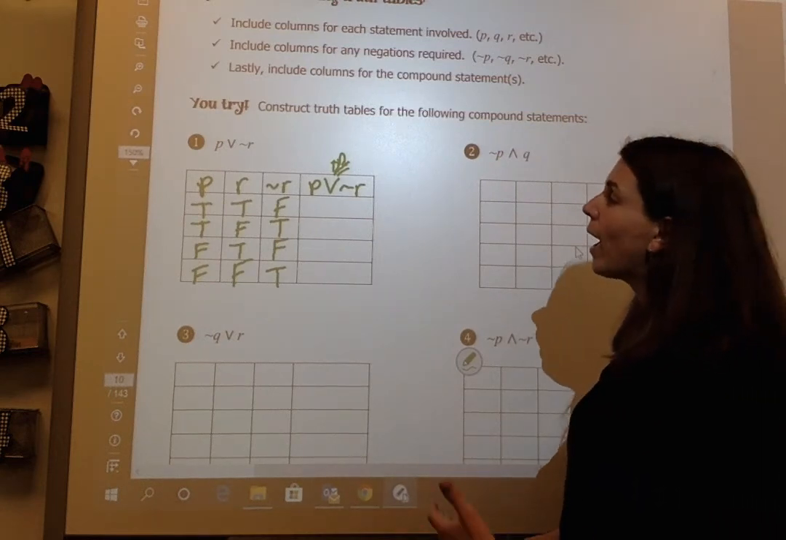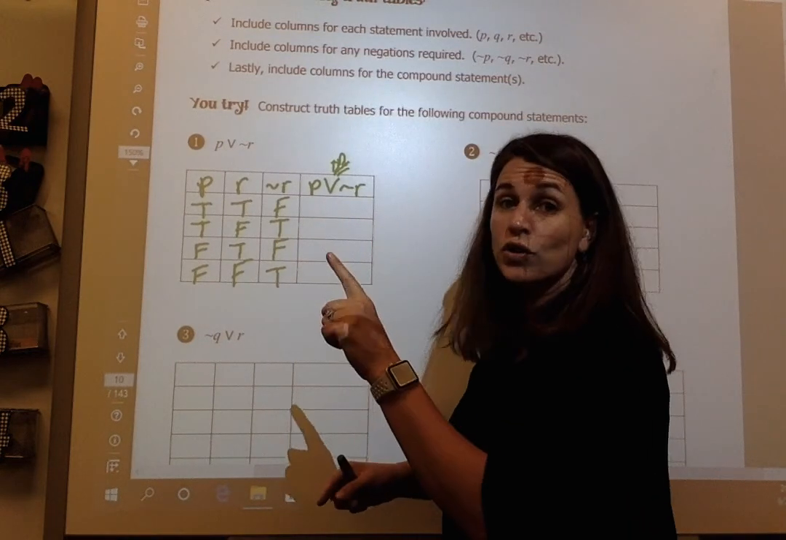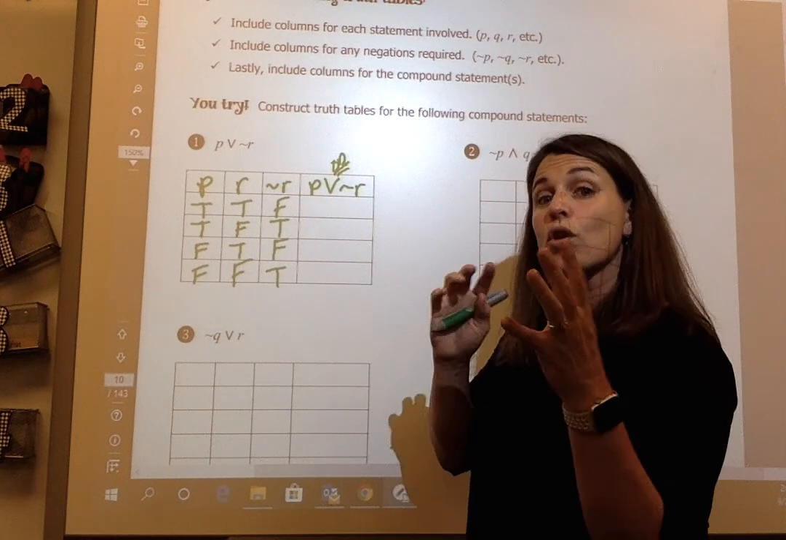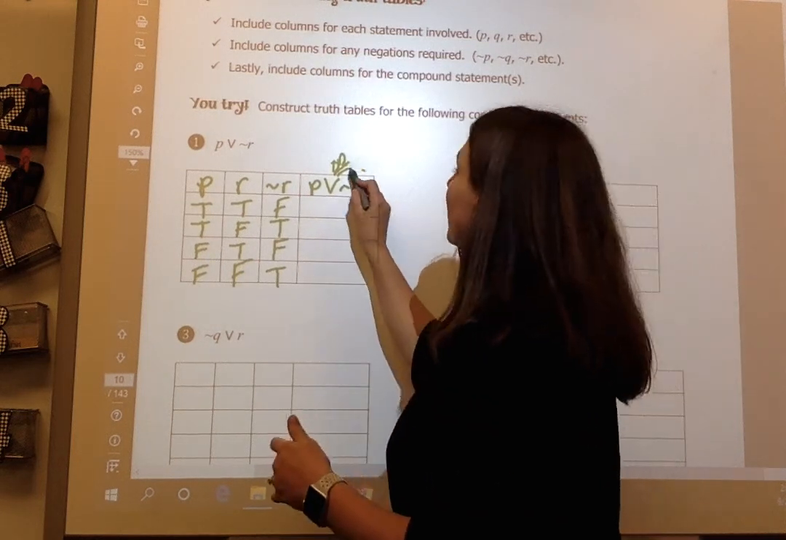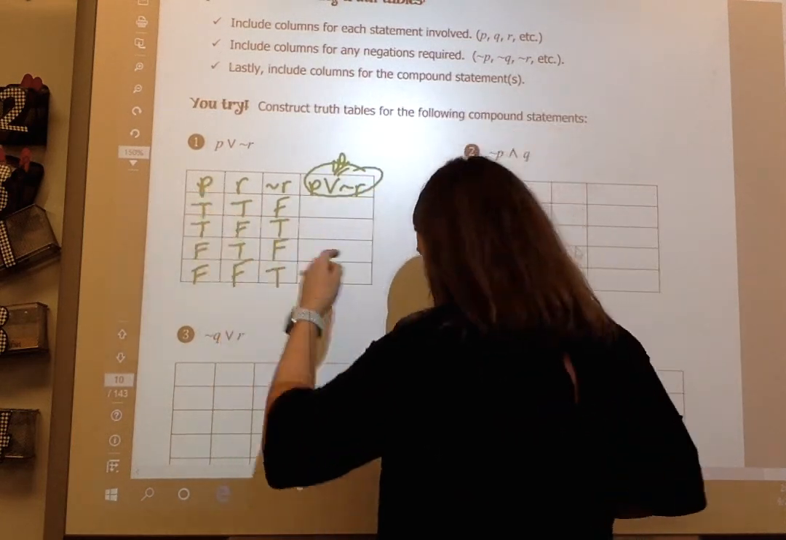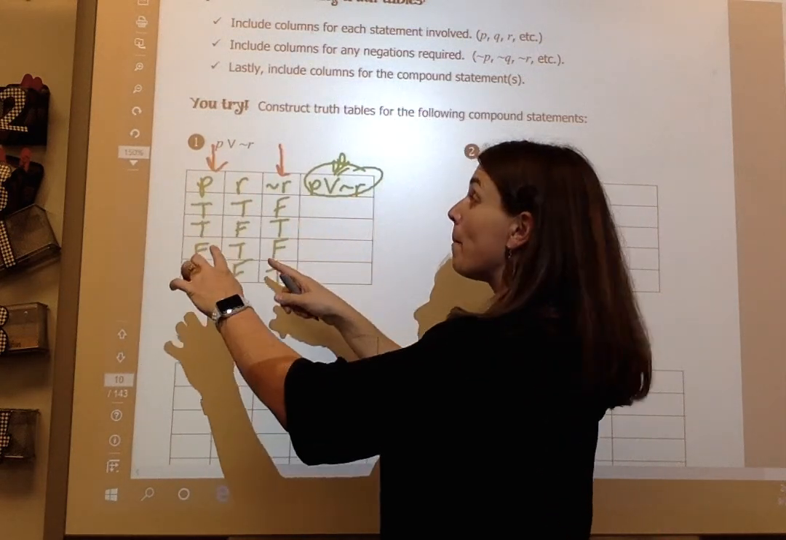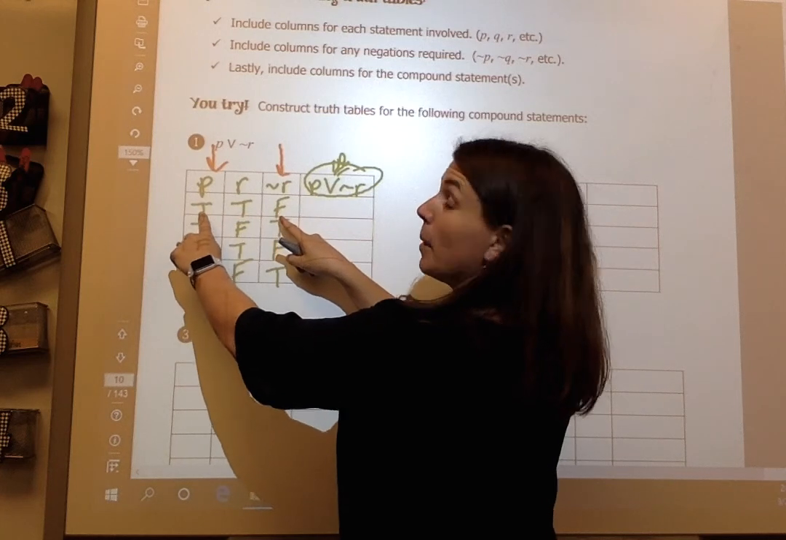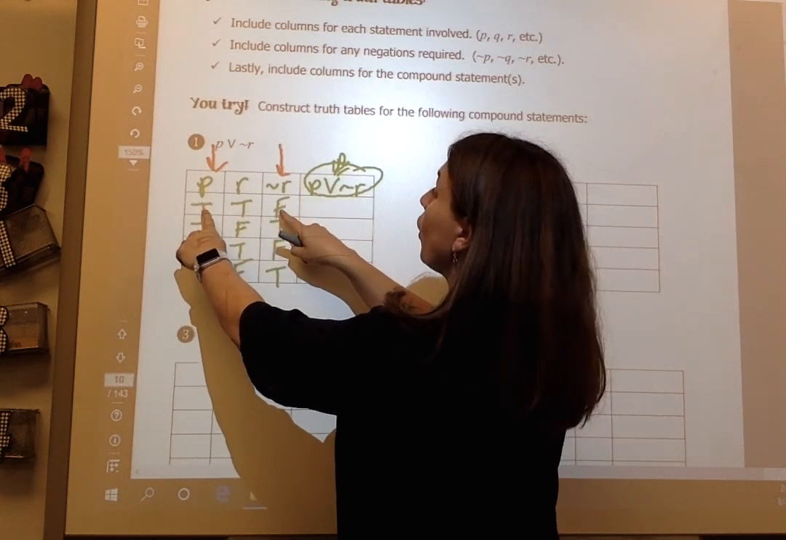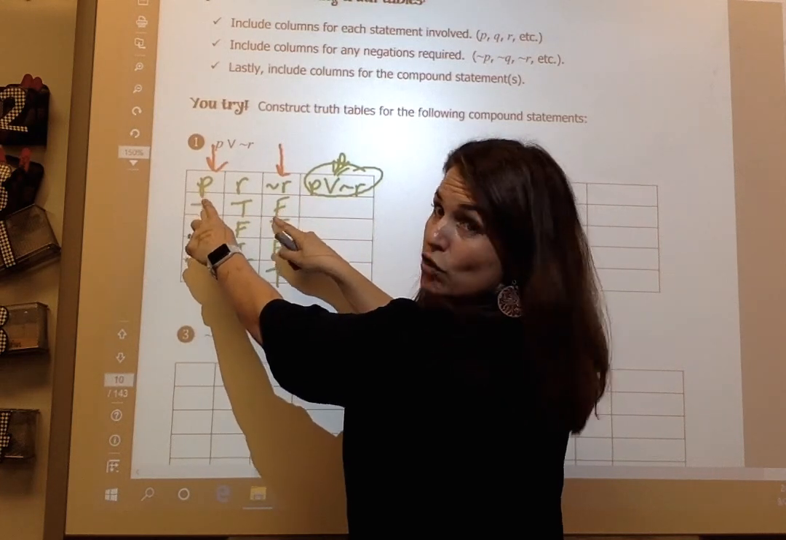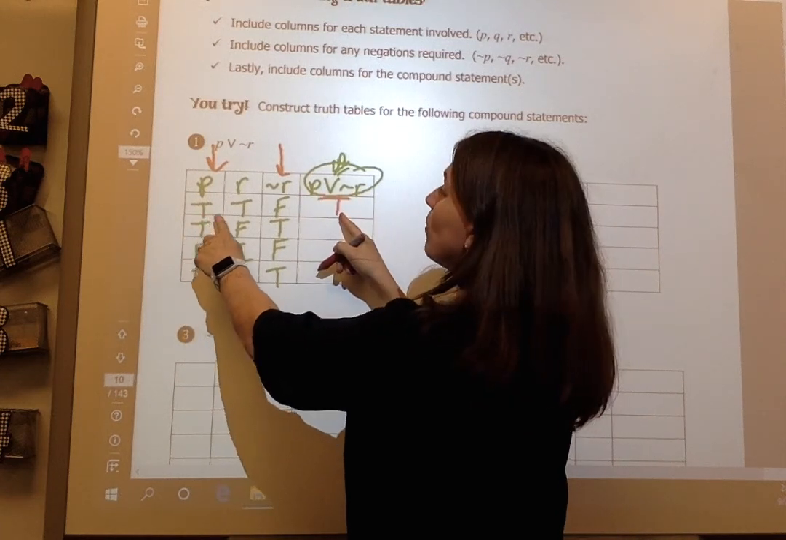So now I'm going to compare. Remember, it has to be an or statement, so only one of these needs to be true. So look what I'm comparing here. My statement says I'm comparing this column and this column. So remember, only one of them needs to be true. P is true, not R is false. Because this one's true, my truth value table is true.